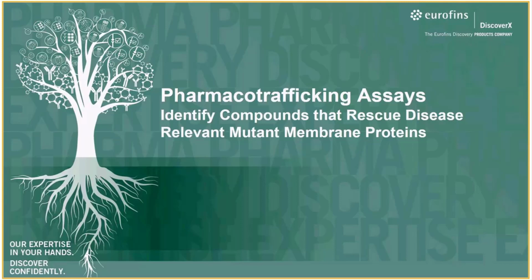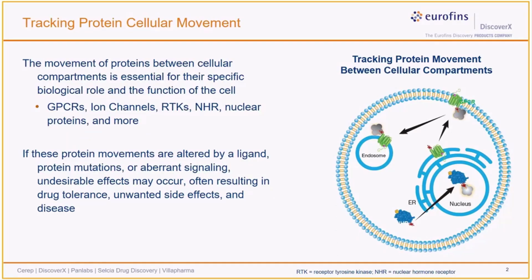All right, let's get started. First of all, what is protein trafficking in the cell? Basically, it's the cellular movement of proteins going from different compartments, such as a GPCR, for instance, being internalized into the cell to its endosome. You can think of this as being very essential to the biologic role of the cell, and it affects GPCRs, ion channels, even receptor tyrosine kinases, even other proteins such as NHR, or nuclear hormone receptors, and other proteins.